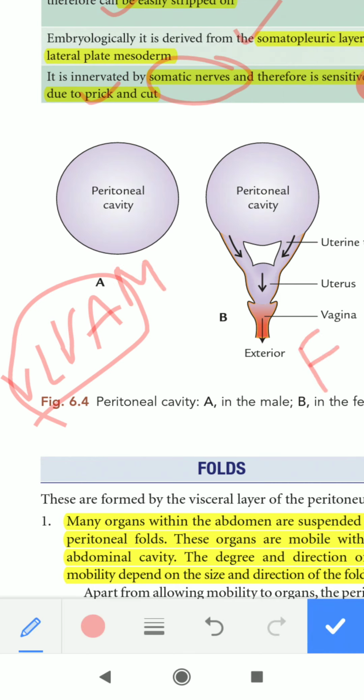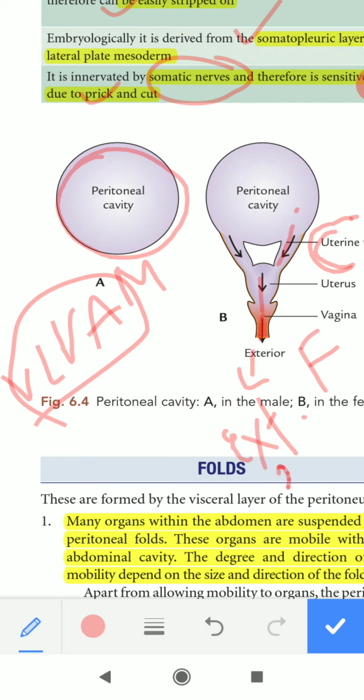Okay, so let's see the picture showing the peritoneal cavity in case of the male and in case of the female. In case of the male, look at that, the peritoneal cavity is closed. It doesn't communicate with the external environment. But in case of the female, you can see the peritoneal cavity communicates via the fallopian tube or uterine tube with the uterus and vagina, and ultimately to the external environment. Okay, so the male is closed, the female is not closed. It continues with the uterine tube, uterus, vagina, and communicates with the external environment. So that's the basic difference between the peritoneal cavity in the male and female.